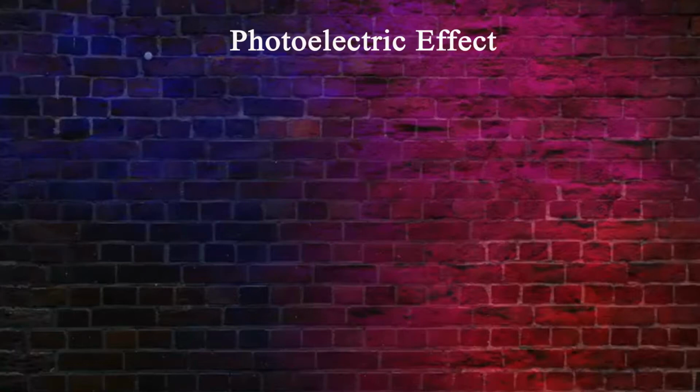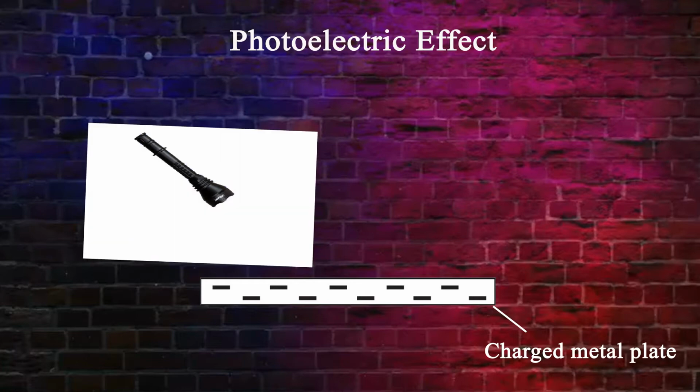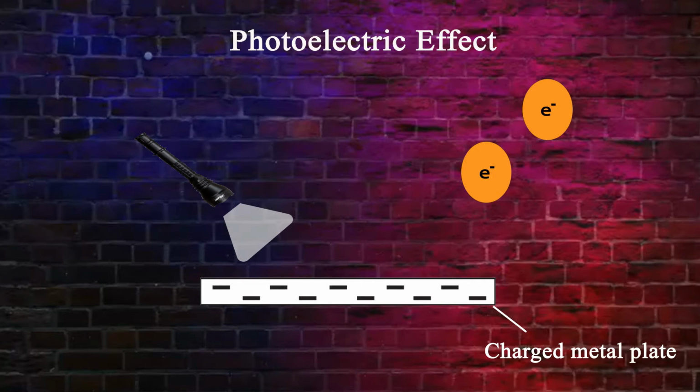Later in 1887, another scientist named Heinrich Hertz first observed the photoelectric effect. In this phenomenon, when light is shone on a negatively charged metal plate, the plate actually loses its charge, indicating loss of electrons, or rather photoelectrons.